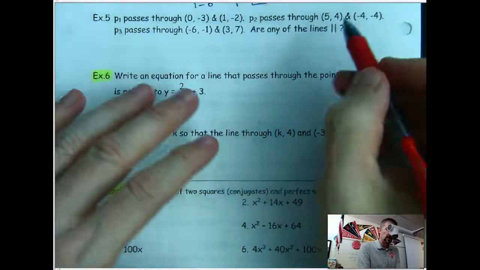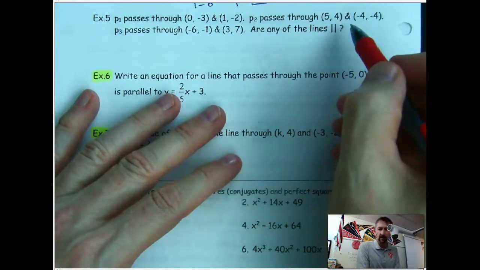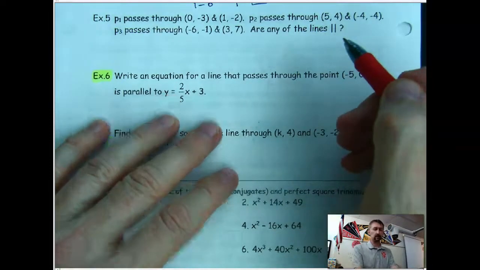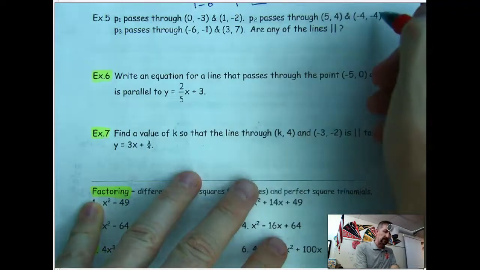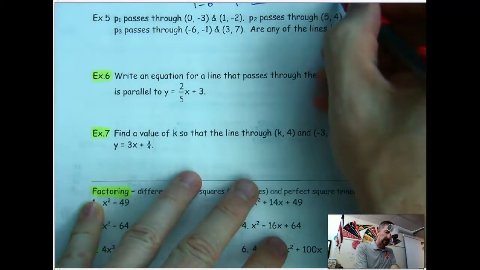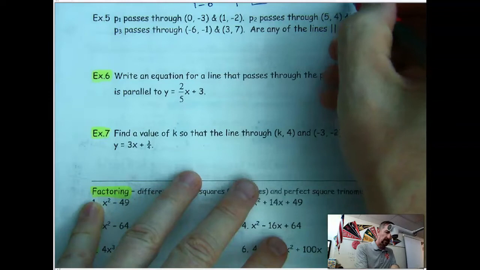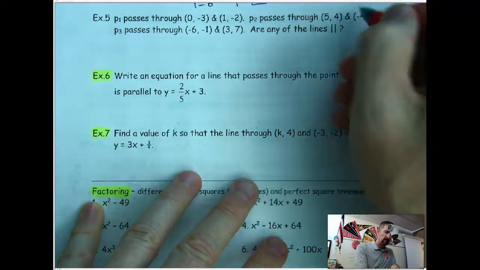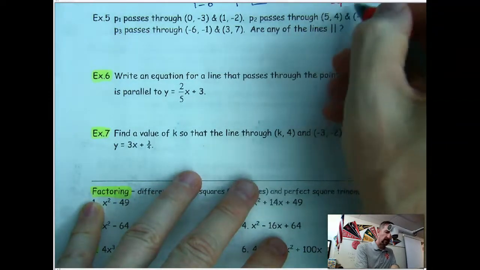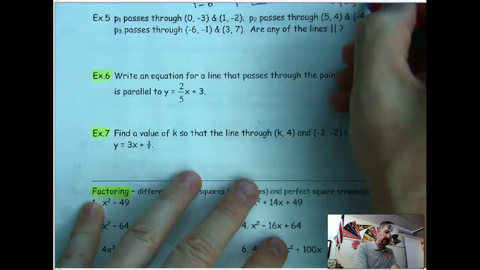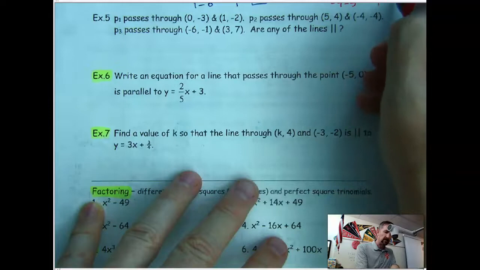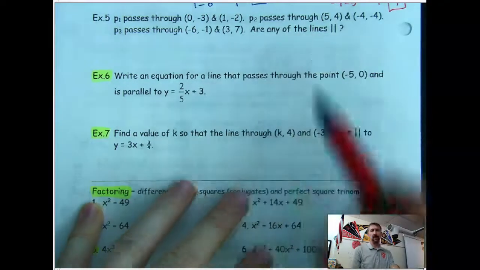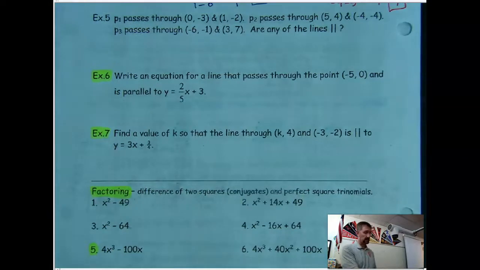Okay. Now let's do these two here. That's going to be negative 4 minus 4 over negative 4 minus 5. That's going to be negative 8 over negative 9. So that's going to be 8/9. So those are not parallel because they're not equal.